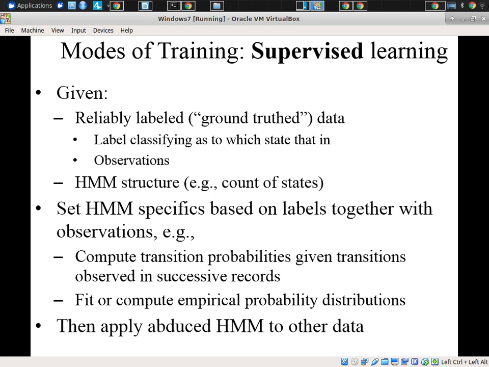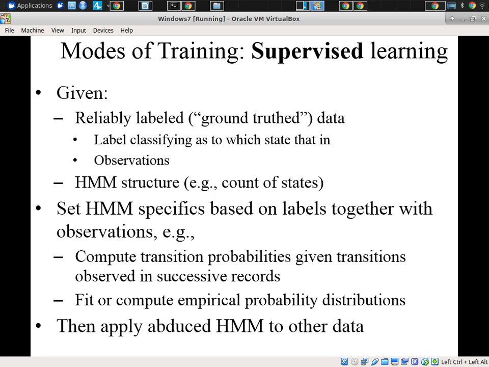There are two ways of training a model like this. One is a supervised way. Here we have labeled data, true data, and we have an HMM structure. We take this labeled true data and use it to derive the transition probabilities and the characteristics of the probability distributions. So we derive the model based on some ground truth data, and then we apply this induced model to other data. The idea is we have enough data that we build the model informed by that data, and then we apply it in other contexts.